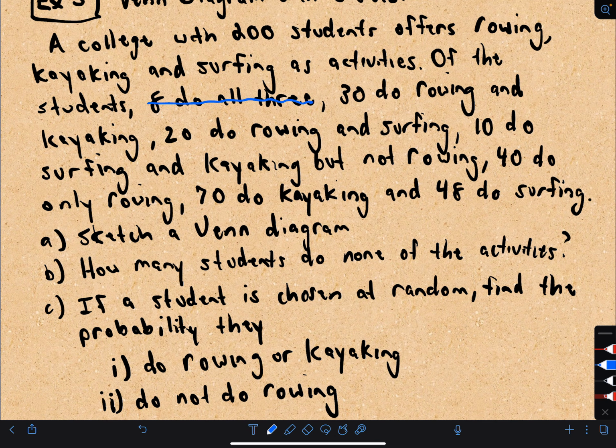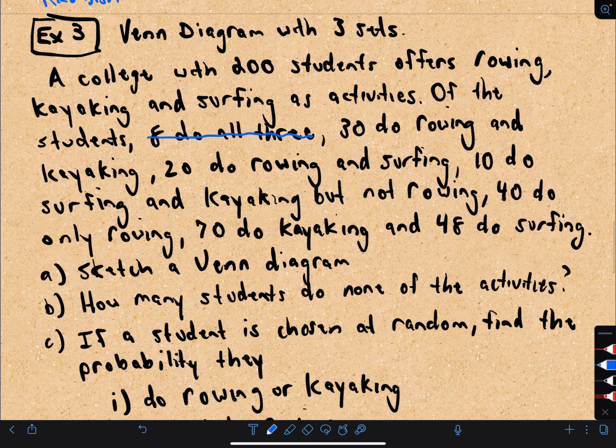Let's see, and there's sort of different ways we can go about it here. Let's see, so what am I looking for here? Okay, so let's see what's next. Okay, so it says 30 do rowing and kayaking, so let's use that one next. So 30 do rowing and kayaking.